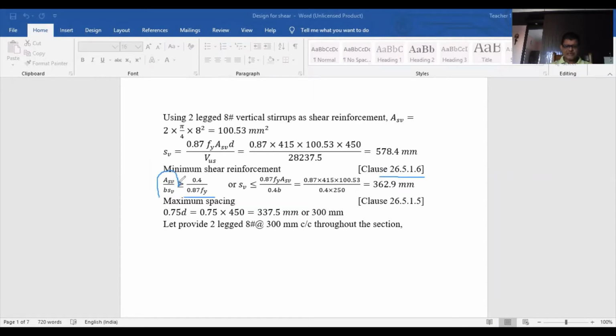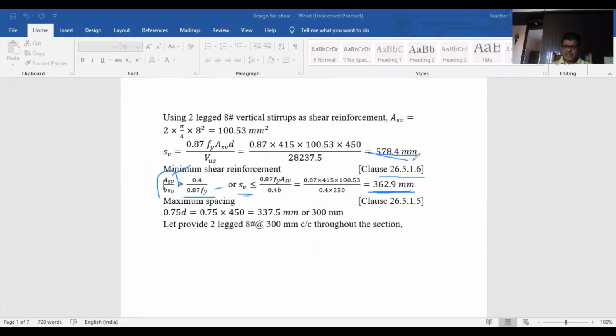So you have to calculate SV. ASV is known, 2-legged 8 mm bars. B is known, FY is known. So calculate the spacing. The spacing value comes 362.9 from the minimum shear criteria. And from the design criteria, the value coming is 578.4.